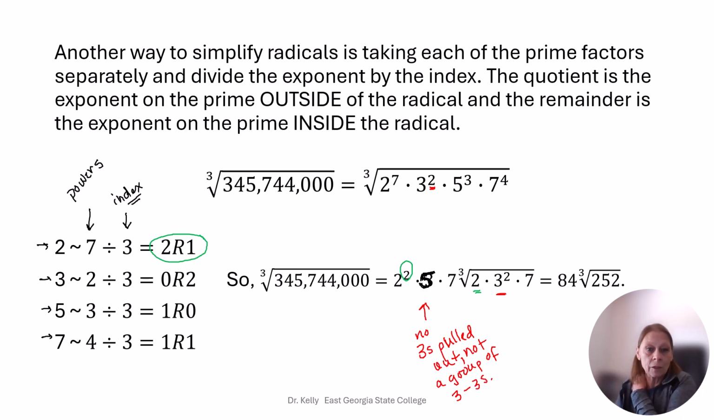Okay, now let's look at the 5. When we take a look at the 5 here, we say 3 goes into 3 one time. So there's just this 1 5 on the outside and no 5's left on the inside. And finally, as we look at the 7 here, 4 divided by 3, so we'll get 1 7 on the outside with 1 7 left on the inside. And then we'll just multiply together.